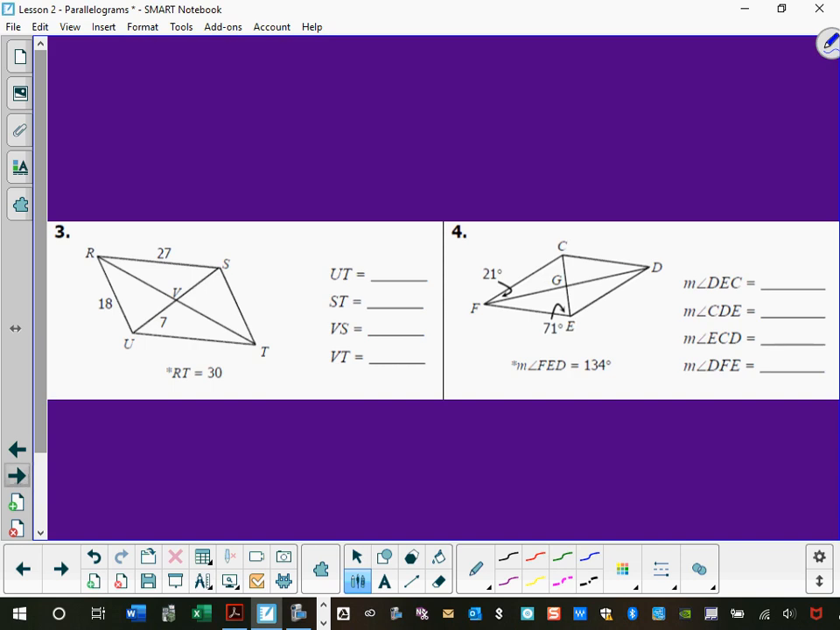All right, number 3 and 4. For number 3, they gave us some more sides. So let's fill in what we know. They told me that RS was 27. What's UT going to be? All right, RU is 18. What's ST? They gave me that UV was 7. How can I find VS? Remember, diagonals bisect each other. So if UV is 7, what's VS? It's 7.